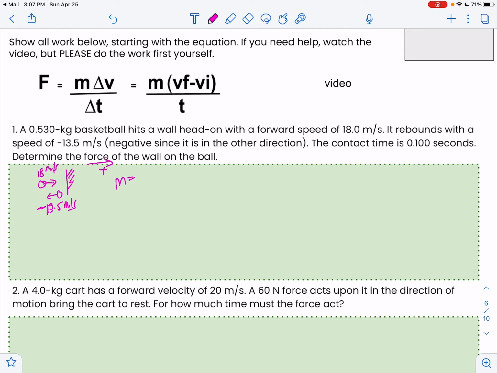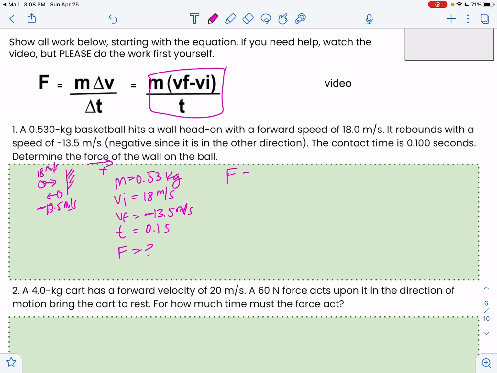It's not a bad idea to make a list. My initial velocity was positive 18. My final velocity, negative 13.5. The time is 0.01 seconds, and I'm looking for the force. So pretty much this is the equation that we're using. I'm just going to go ahead and write it first. It's always good practice to write the equation first, and then I'm just going to plug everything in.